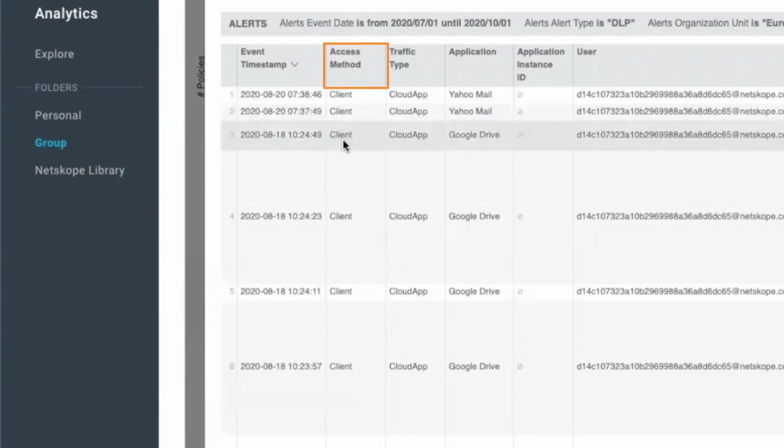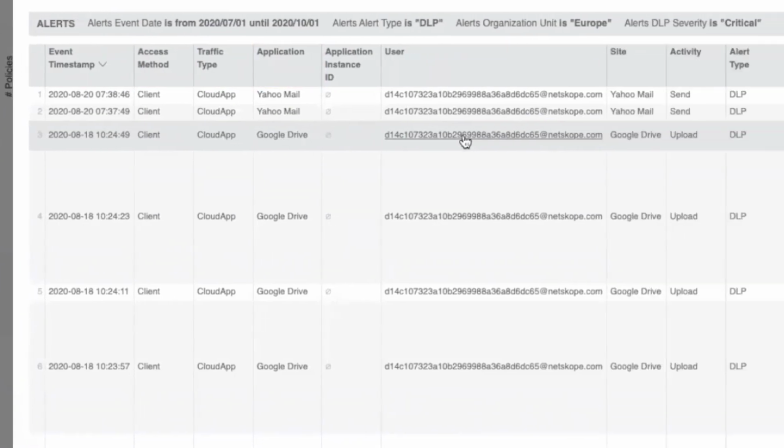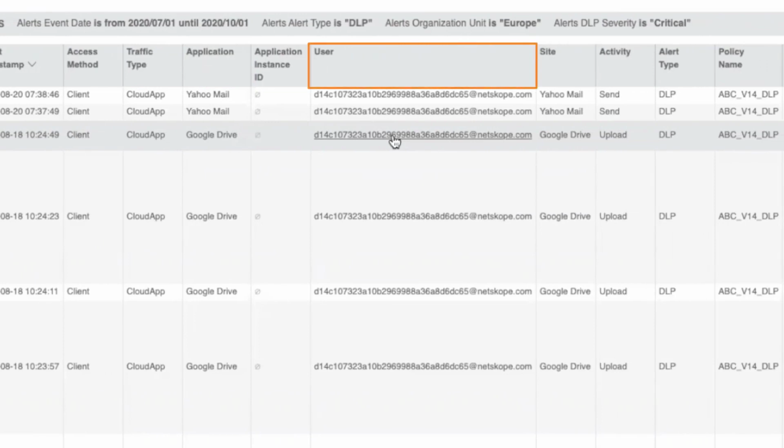So was this, again, client-to-cloud connectivity? What type of traffic was this? Was this web traffic or cloud application traffic? The application itself, in this example, Google Drive, of course, the user. And again, this could be obfuscated to protect the employee. And also the site. In most cases, this is going to mirror the application. But then also the activity.